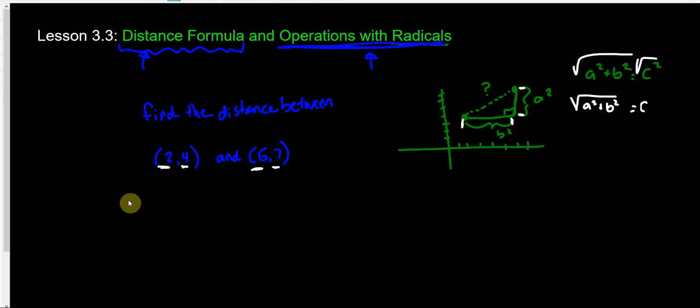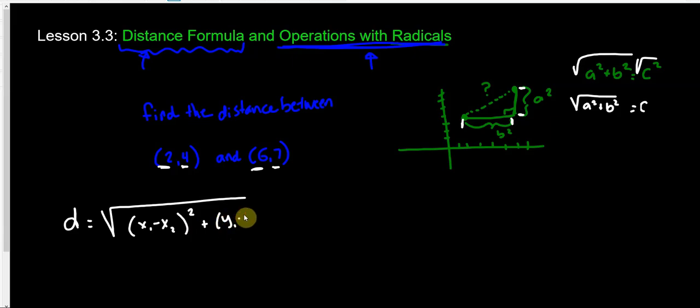So the distance formula, let me get it written down for you. The distance formula looks like this. It usually uses a d to represent distance, a big square root, and what we have is x1 minus x2, or you could do it the other way around, x2 minus x1, it does not matter, squared. Add that to y1 minus y2, squared. So that is the distance formula, and it comes from the Pythagorean theorem.